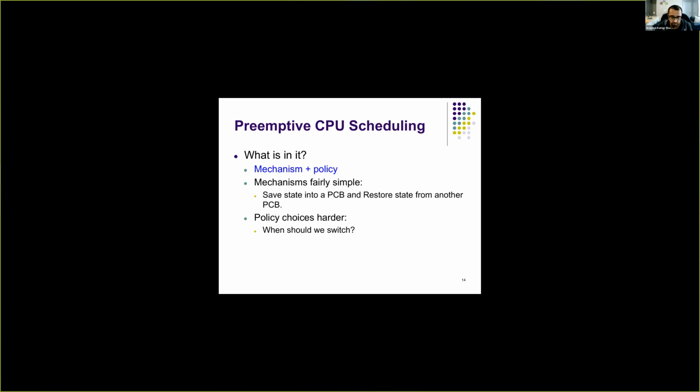So in the case of preemptive scheduling, there is a mechanism that we know, that's the context switch, and there is a policy that we need to decide on. The mechanism is fairly simple, right? How to do a context switch? We all know. We save the state to a PCB and we restore the state from another PCB. The policy is when to do the switching. So this is where things get really interesting.